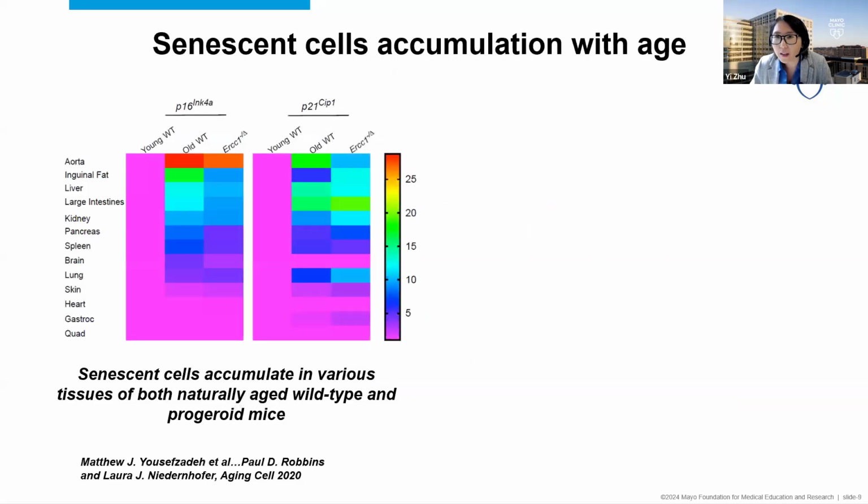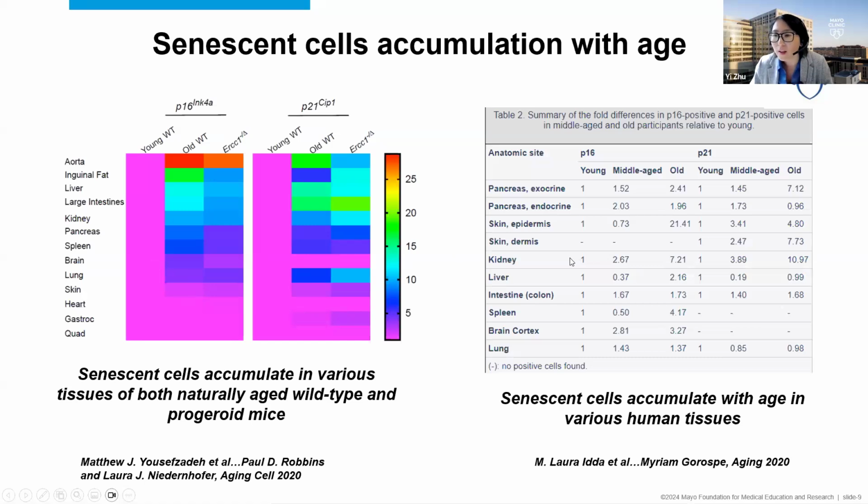So as I said, to qualify as an aging pillar, this pillar needs to be associated with age. From this heat map, you can see in both naturally aged mice and progeroid mice, there is accumulation of two senescence markers, also commonly used markers, P16 and P21, across multiple organs. Not only in mice, also in humans. Now we know senescent cells accumulate in all kinds of tissues in humans as well.